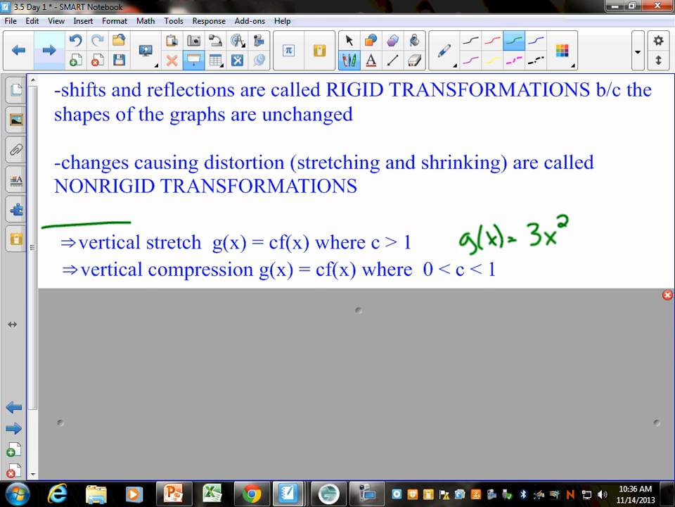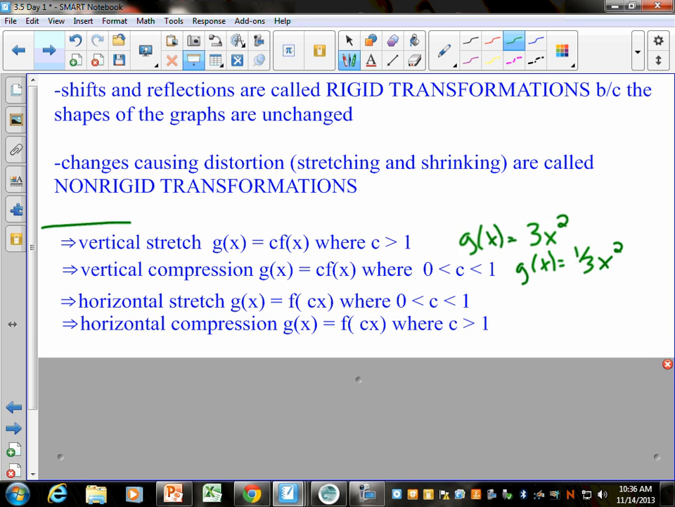And a compression, same idea, it's just that this is a fraction. So what if I said 1/3 x squared? That's going to be 1/3 the size, squished down, which means you'd have to go over 3 in order to go up 1. And we'll graph one of these in a minute. So the big thing that I like to point out is that it's vertical if the number is on the outside of the function. Horizontal is if the number is inside the function, kind of just like vertical and horizontal shifts.